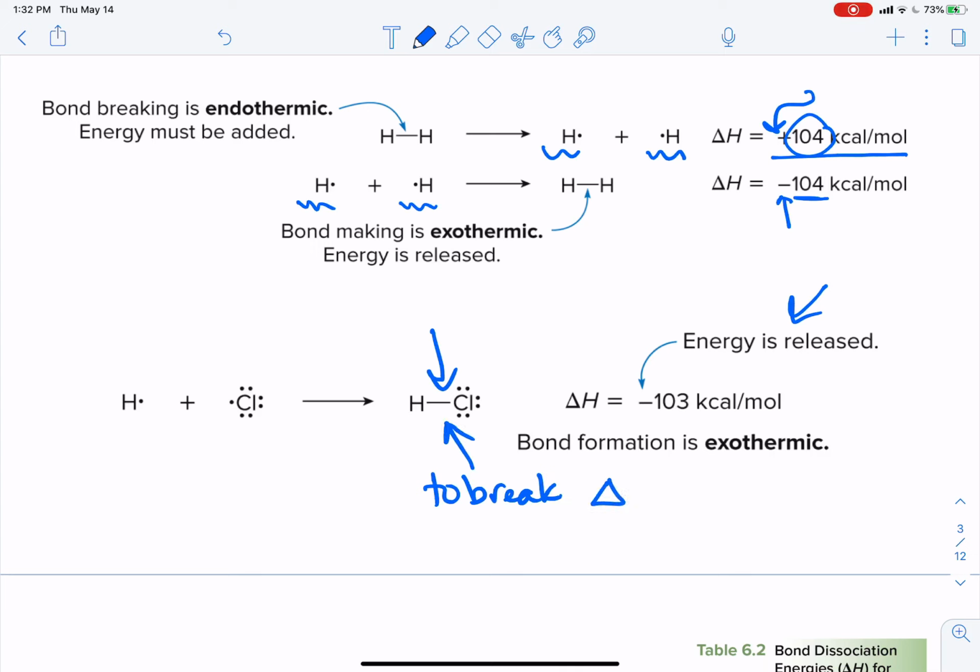Well, breaking bonds means our delta H has to be positive, because we have to put energy into breaking something. Just like if you were going to break a ruler or something like that, you'd have to put energy into doing that. And that's exactly the opposite of this up here. It would be positive 103 kilocalories per mole of HCl that we wanted to break.